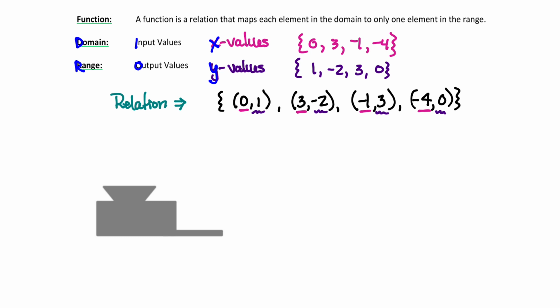Okay, so your point values, for example, I'm going to look right here at 0, 1. This is your x, this is your y. This is your input, this is your output. This is your domain value, this is your range value. Each pair are in order. Okay?